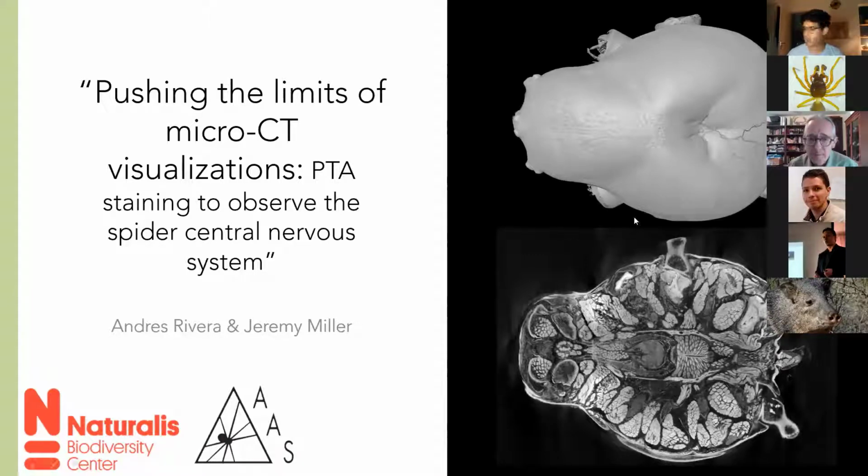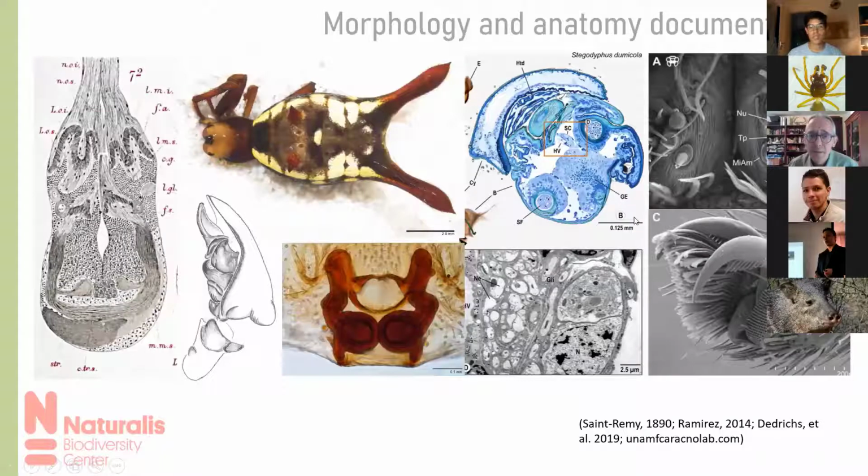So, yeah, I want to start just by acknowledging how important proper morphological and anatomical documentation is to better transmit our ideas and test our ideas and hypotheses about taxonomic relationships and character evolution. And well, just to name a few here, we can start with scientific illustration, stacking images, histological preparations, and of course, more modern techniques like electron microscopy.